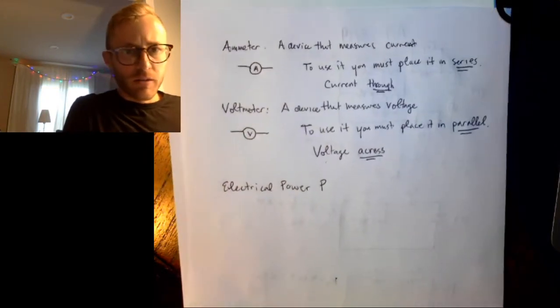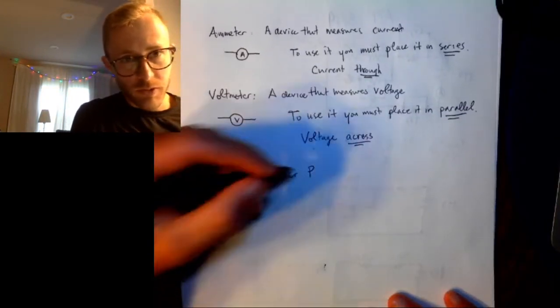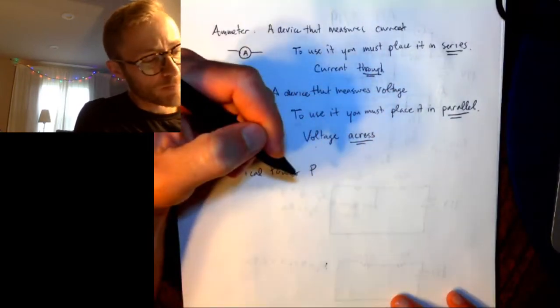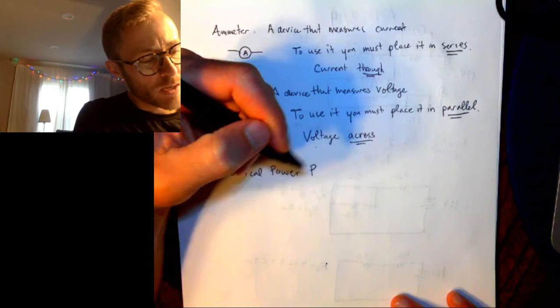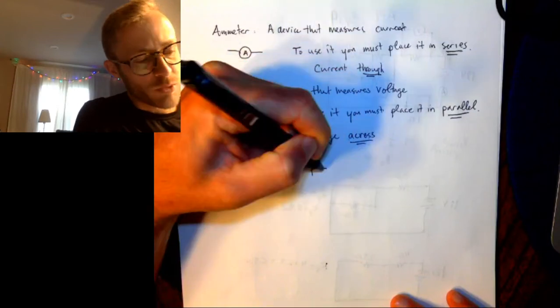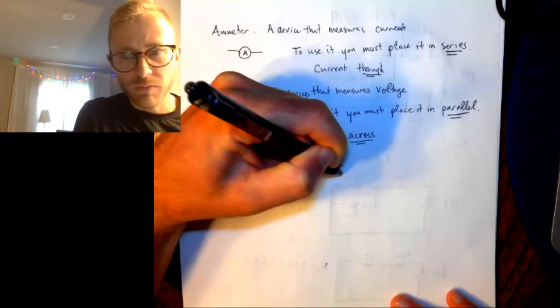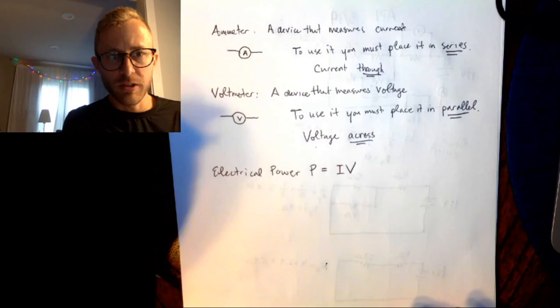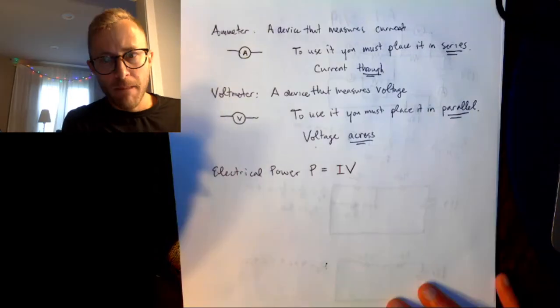So let me give you a formula for electrical power. It's P equals current times voltage. P equals I times V. So that's our sort of new equation for today.